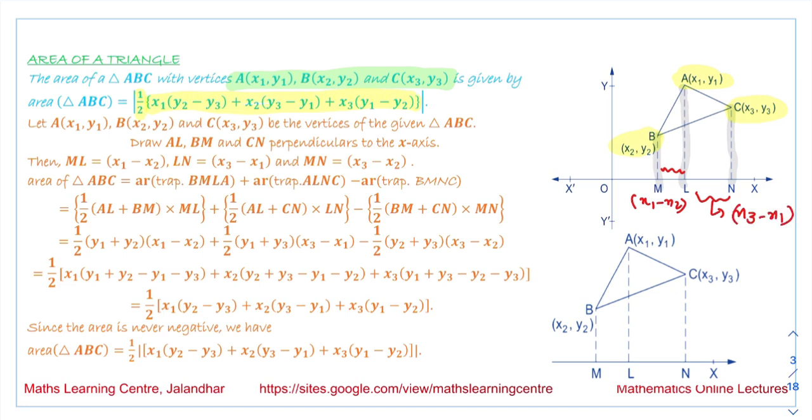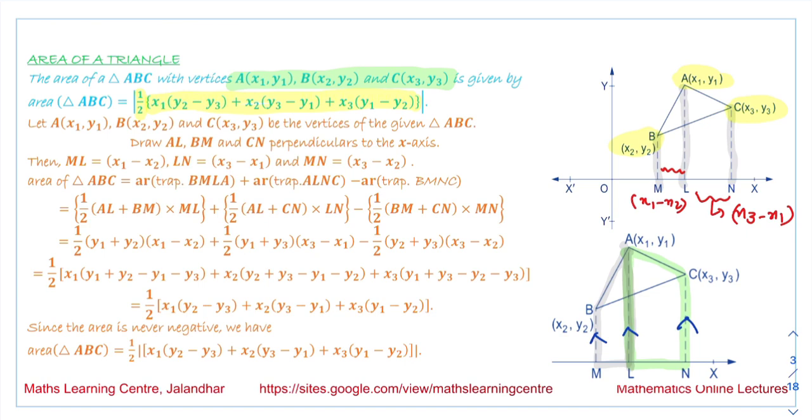Now if we talk about the area of this triangle, look at this figure over here, it is ABML. In this figure both these lines are parallel to each other, so this figure represents a trapezium. Similarly, the second figure we are talking about is ALNC. This is also a trapezium. These two sides are parallel to each other.